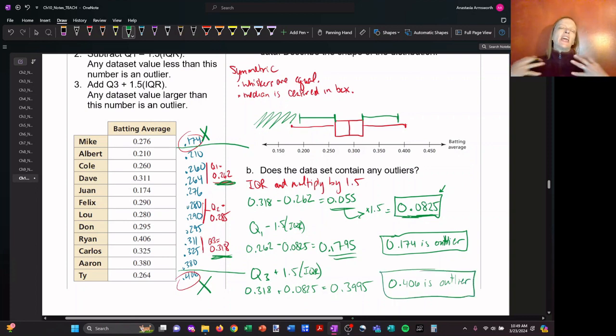So rather than just making kind of a subjective judgment call on this, we're using a fixed rule to decide what data in the data set are outliers, and then we can exclude them from further analysis if we're trying to find mean or median or mode or something like that. So 0.174 is an outlier, and 0.406 is an outlier according to this rule. I hope this helped.